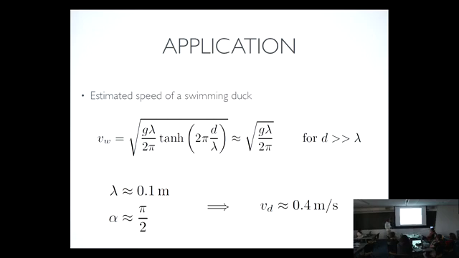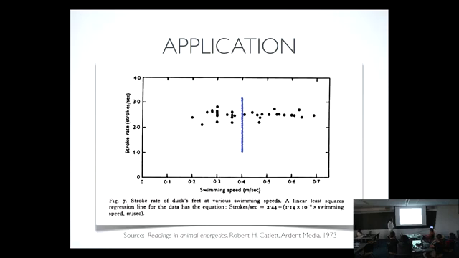And now we can compare this with actual measurements. What we have here is on the x-axis the swimming speed of a duck, and on the y-axis the stroke rate, how much the duck moves its feet. We don't actually need the y-axis, we only look at the x-axis, and as we see, our estimate of 0.4 is quite reasonable. This is from a book, Readings in Animal Energetics, by another Robert H. Catlett.